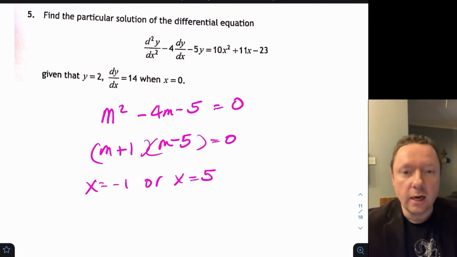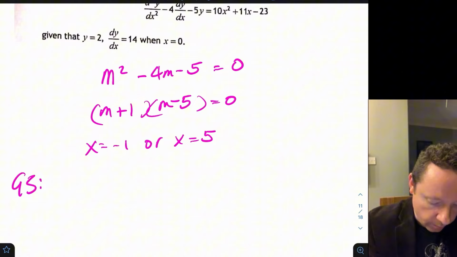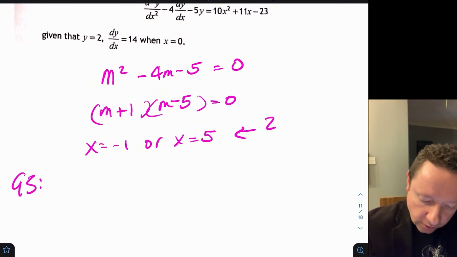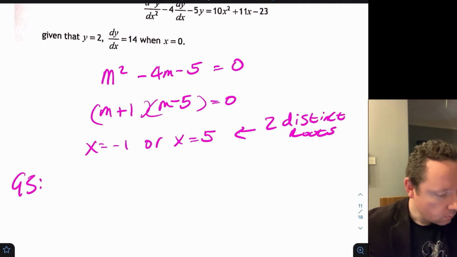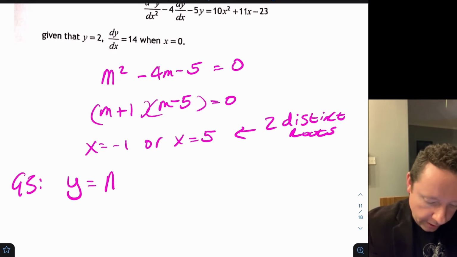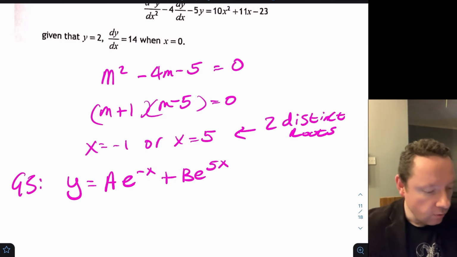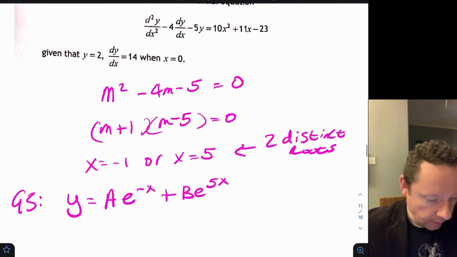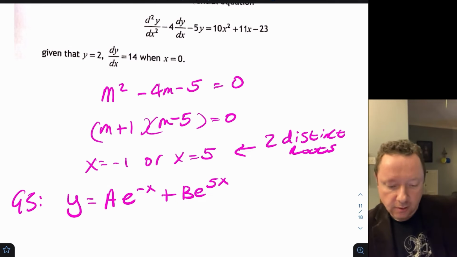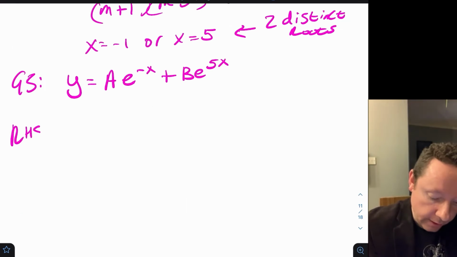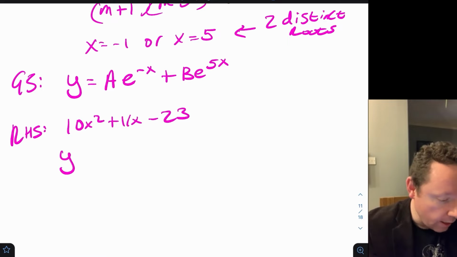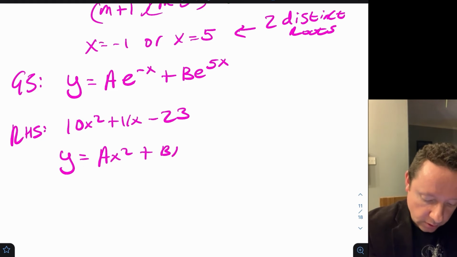So for our general solution, we know this is two distinct roots, so you're going to have y equals a e to the minus x plus b e to the 5x. So now let's work on our right hand side. We have got 10x squared plus 11x minus 23. Looking at our right hand side, the form is going to be y equals ax squared plus bx plus c.